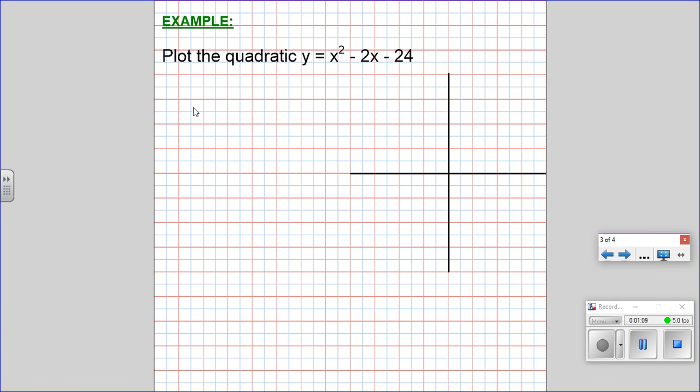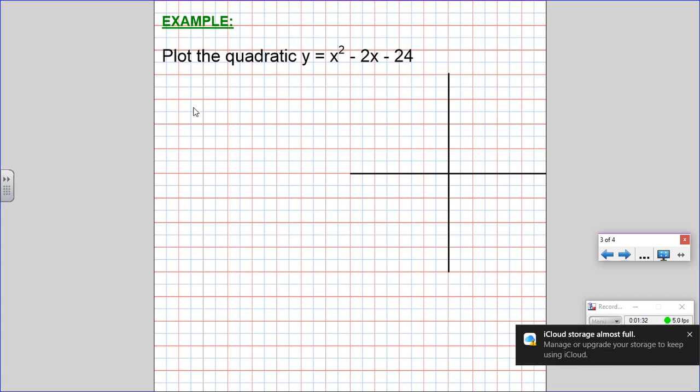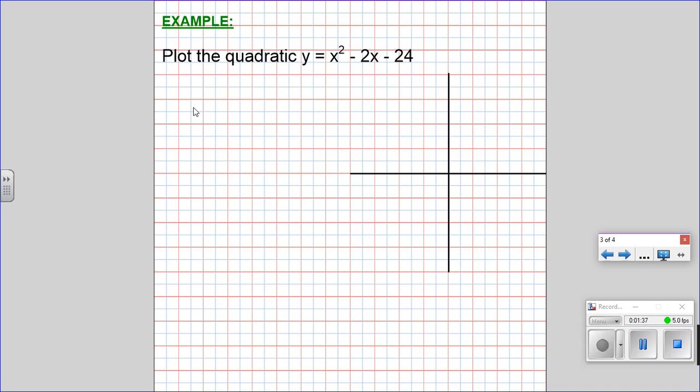Okay, so plot the quadratic y equals x squared minus 2x minus 24. Now hopefully from the second video that we watched, you noticed that if you have a positive x squared term, you get a positive graph with a minimum turning point. And if you have a negative x squared term, you'll get a negative parabola with a maximum turning point. Okay, and just so that you can see this, we'll go through the details and we'll find these points.